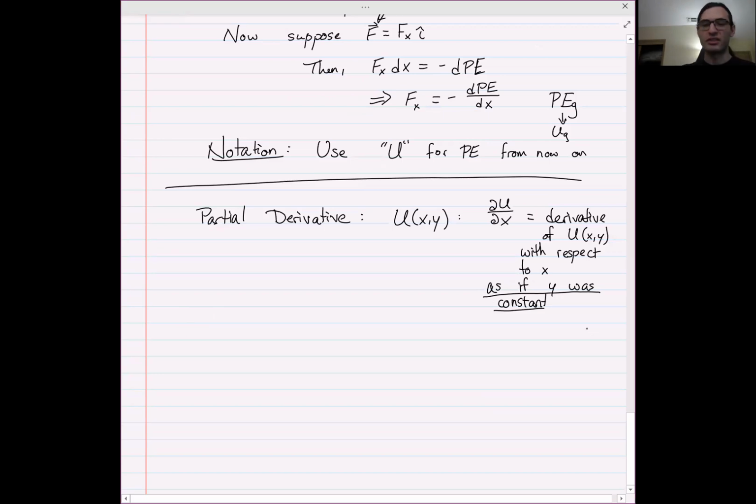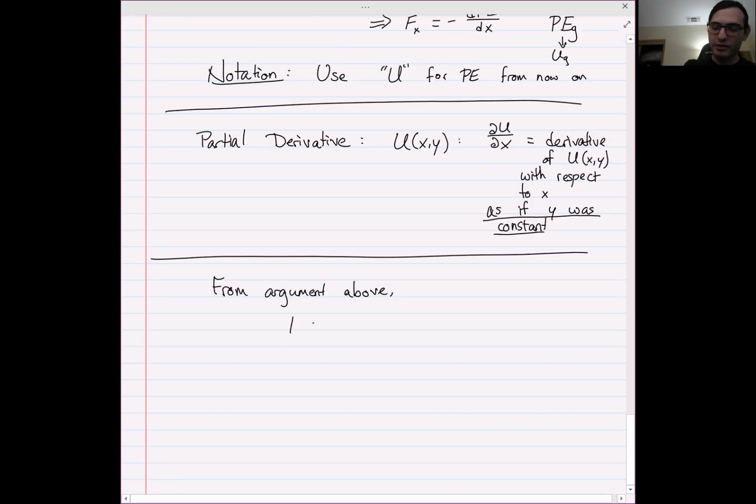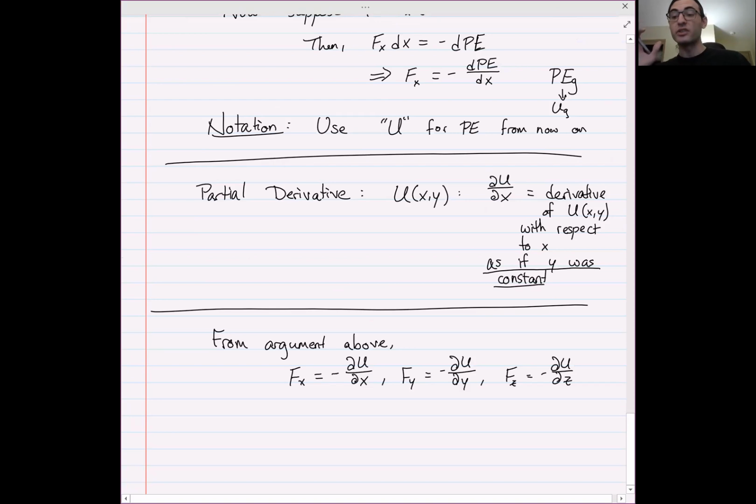So enough with that aside. From the argument above, we actually have that f sub x, the force in the x direction, is the negative partial derivative of the potential energy function with respect to x. F sub y is the negative partial derivative of u with respect to y, and f sub z is the negative partial derivative of u with respect to z. Now, if u only depends on x, partial derivatives are just normal derivatives where you treat the other variables as constants. So I'll give you an example in a minute.